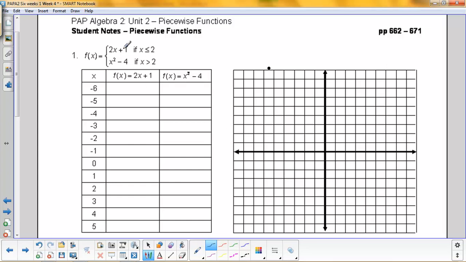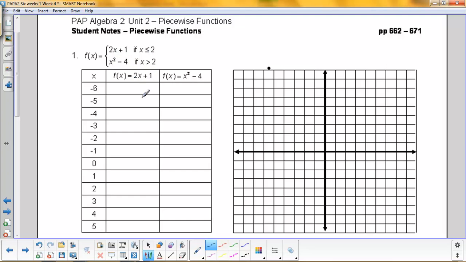Now, the best thing to remember about piecewise functions is that they're just different equations smashed together based upon a certain value where you switch from one function to the second function. In this particular case, the value change occurs at the number 2. So when the value of x is less than or equal to 2, you will be on the line 2x plus 1. And when the value of x is greater than 2, you'll be on the curve x squared minus 4.